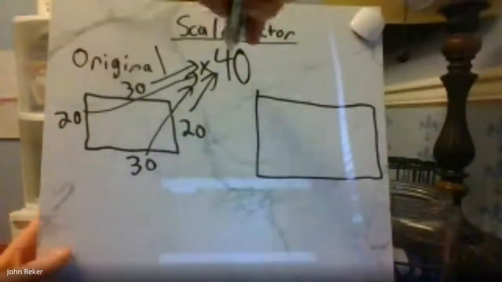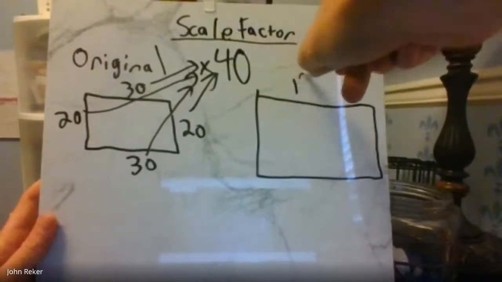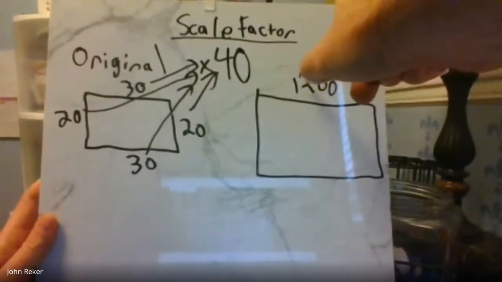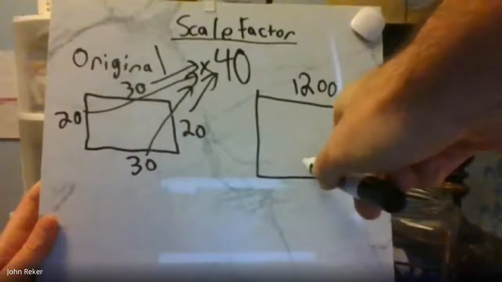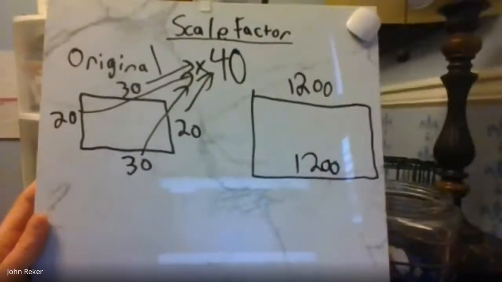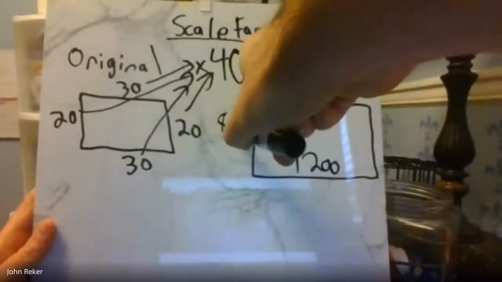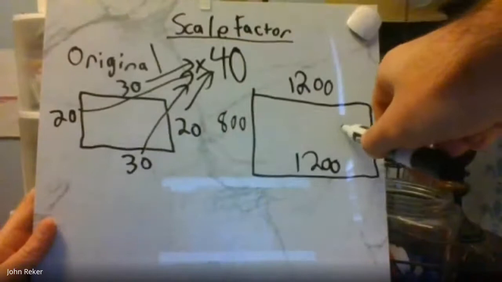Okay, 30 times 40. I'm going to see if you can get this. Figure out 30 times 40 without a calculator. Give you a second. If you said 120, you're wrong. It's 1,200. And that means that I'm going to put it inside here. So that's 1,200, that's 1,200. And then this would be 800, and then this would be 800.